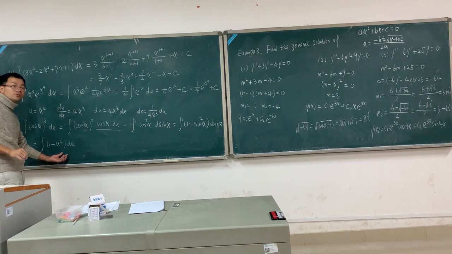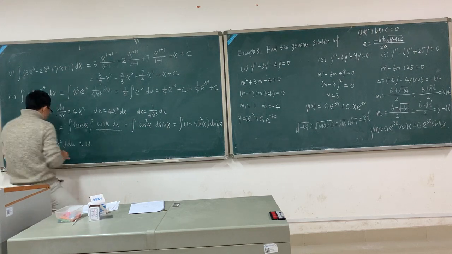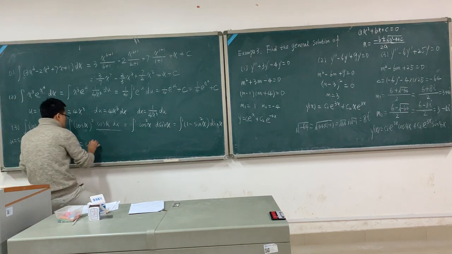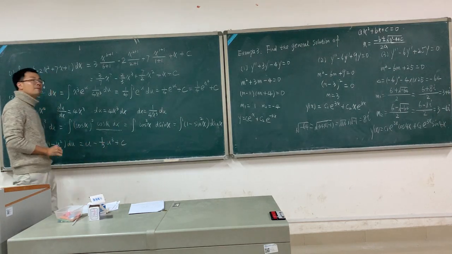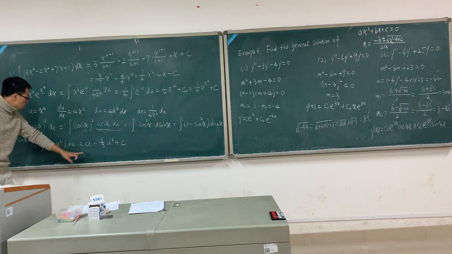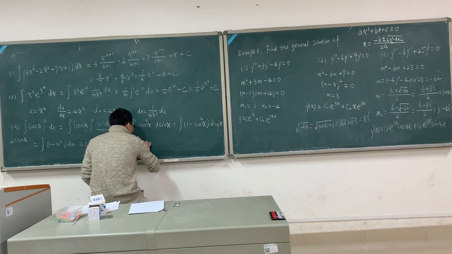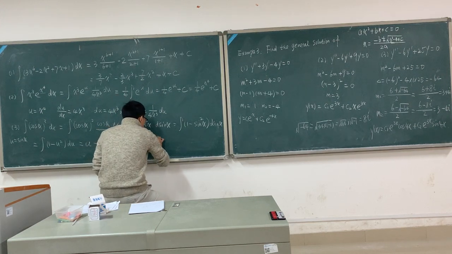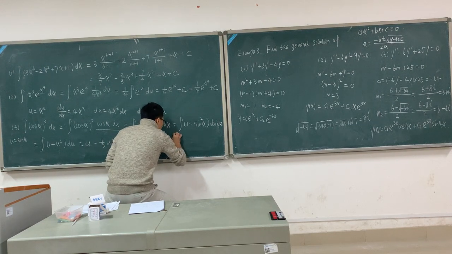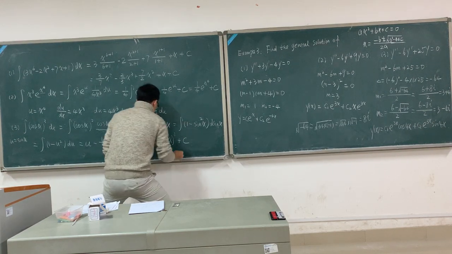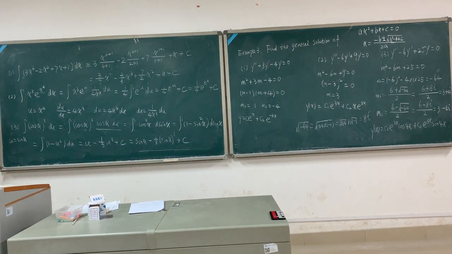So the antiderivative of 1 is u. The antiderivative of u squared is 1/3 u cubed plus the constant c. And we replace u by sin x, so the result is sin x minus 1/3 sin x cubed plus the constant c.